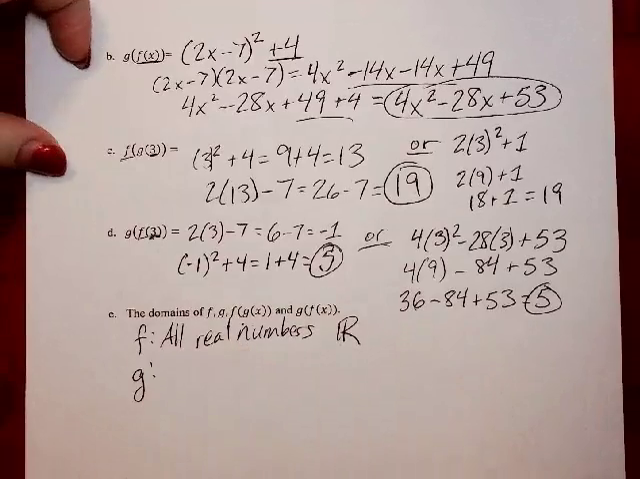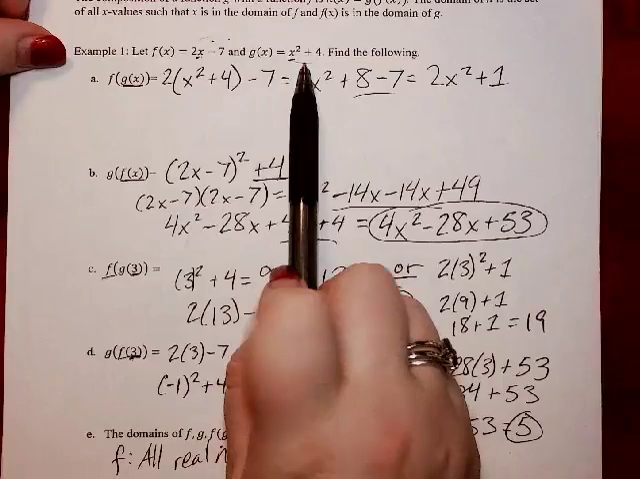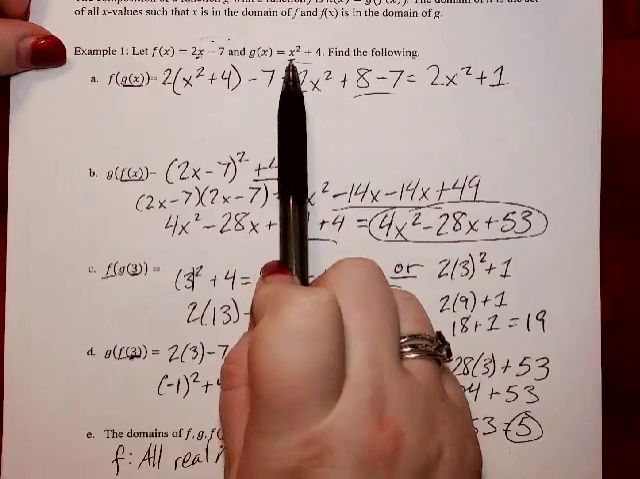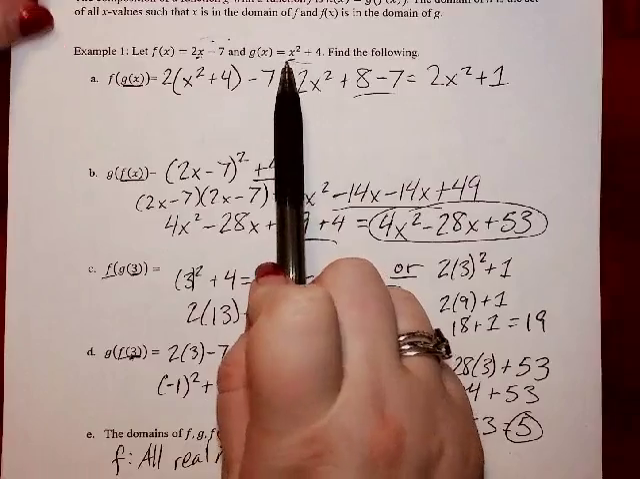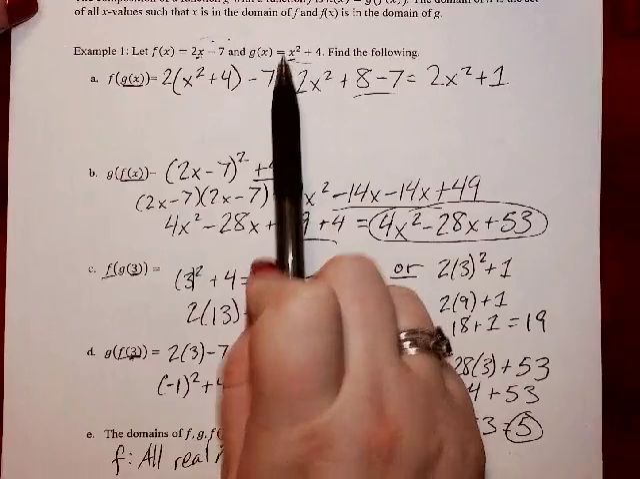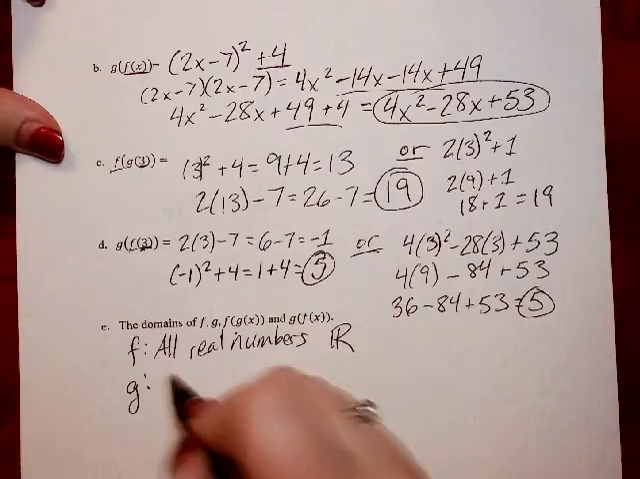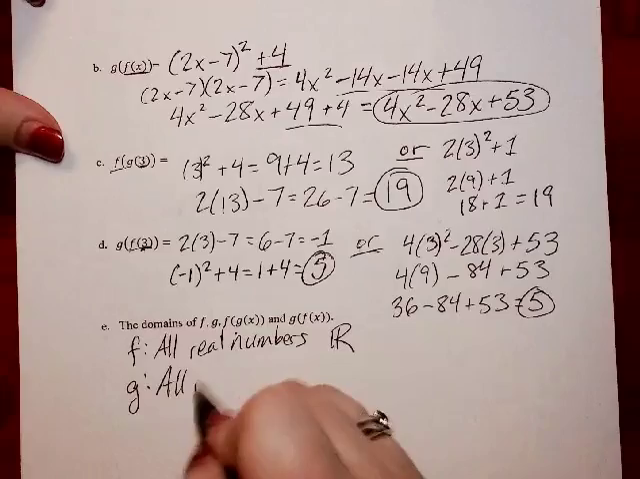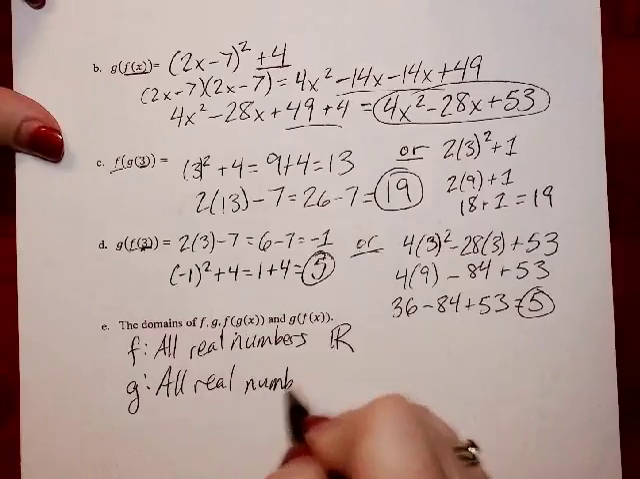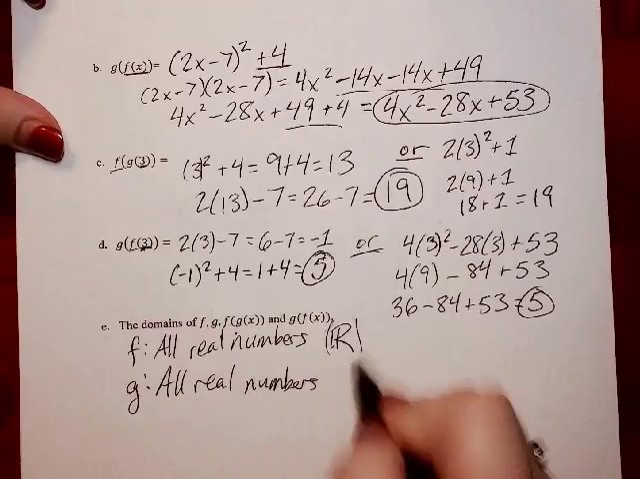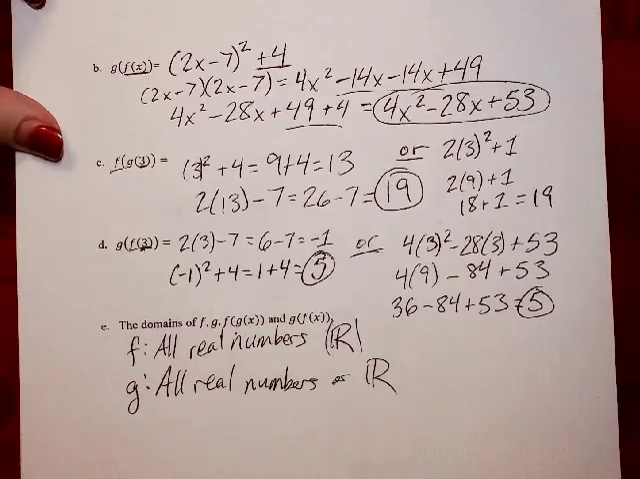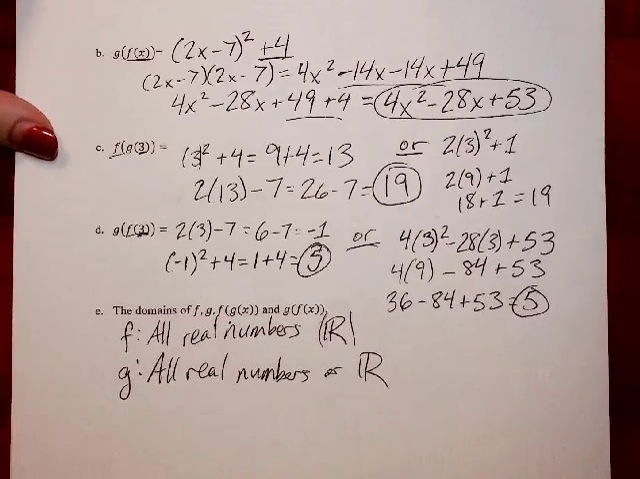Now for g, we have x squared plus 4 as our function. We can put a fraction in there, we can put 0 in there, we can put a negative number in there. It doesn't matter, we can square anything and then add 4 to it. So again, it is all real numbers, the symbol.